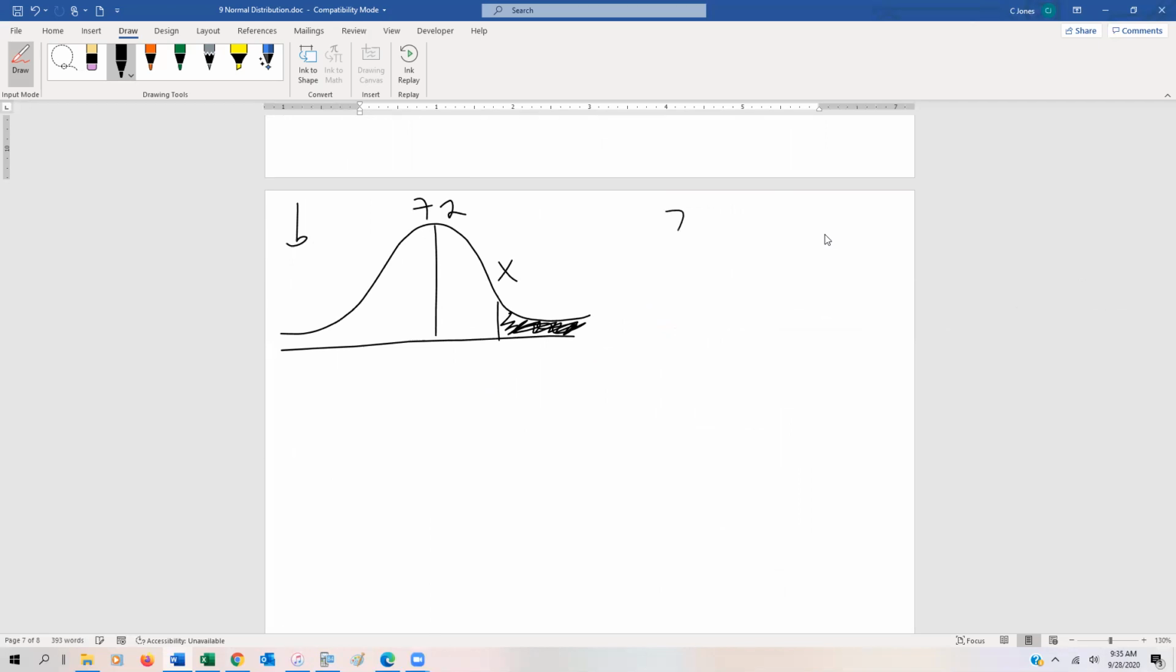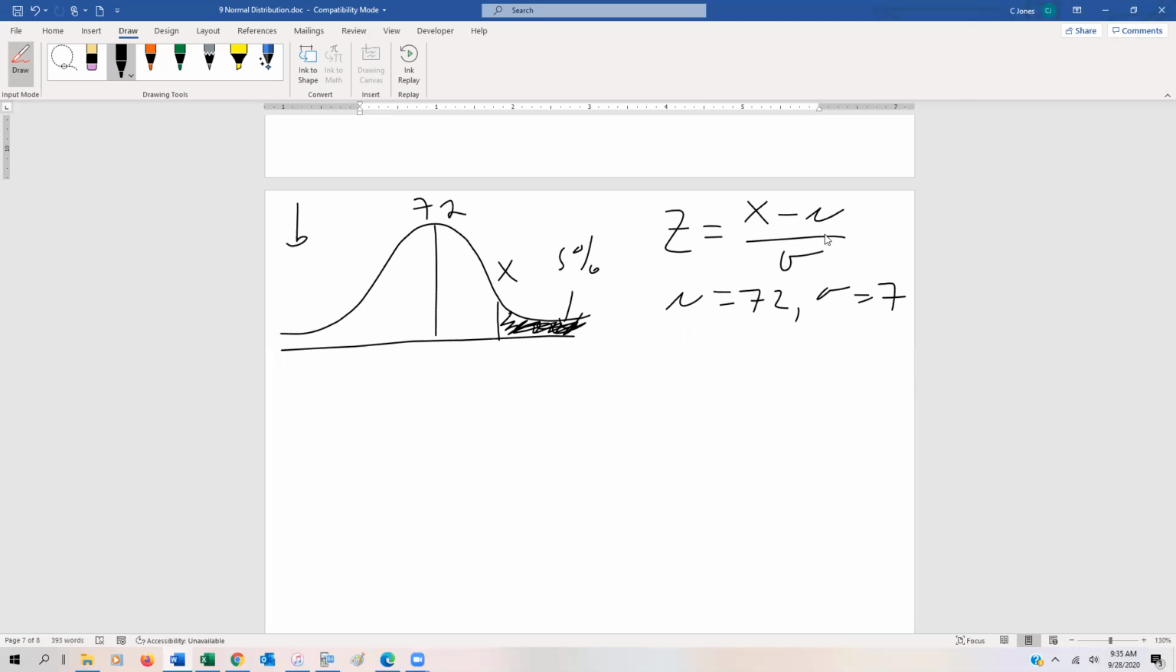We have our formula, z equals x minus mu divided by sigma. We know that mu is 72. We know sigma is 7. And this area is 5% because it's the top 5%. And usually what we do is we say, okay, I'm going to convert that to area and then take the complement of that.